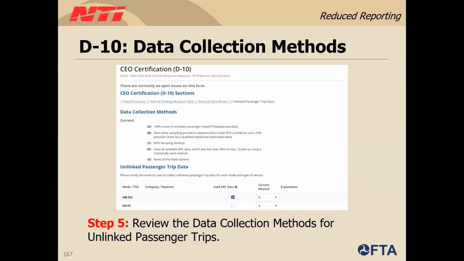Lastly, you will review the data collection method for unlinked passenger trips. There are several methods, the most common being 100% count of unlinked passenger trips. The other options are an alternative sampling method, the NTD sampling method, APC data, or none of the options listed, which you would then provide a description for. Please note, most reduced reporters do not sample for UPT. If you are unsure of what method to select, please consult with your analyst for guidance.